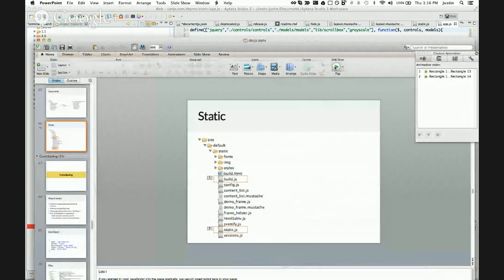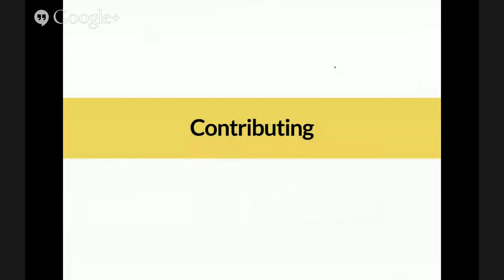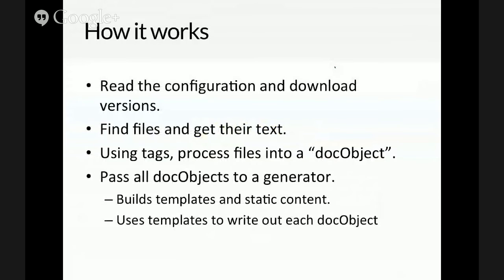So, yeah, static, and then finally, contributing. Essentially, here's how DocumentJS works. It reads the configuration, documentjs.json, and will download the versions and any versions necessary. It'll use the configuration to find the files to be processed, and get their text, their actual content.